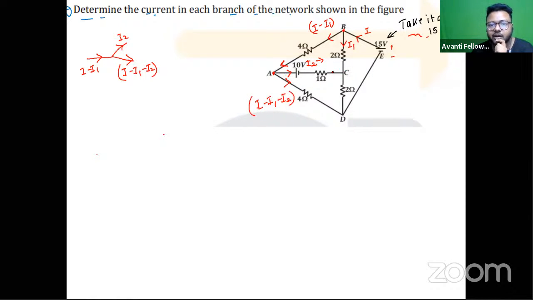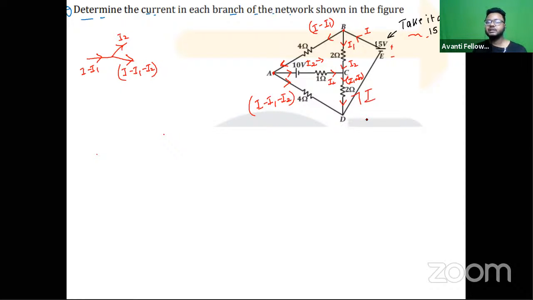Right? Now from here I2 is going, and from here I1 is coming. So in branch CD, how much will it be? I1 plus I2, right? In branch CD you will have I1 plus I2. Now from CD branch I1 plus I2 is coming, and from here I minus I1 minus I2 is going. So how much will be here? I1 and I2 will get cancelled. I will be coming back.